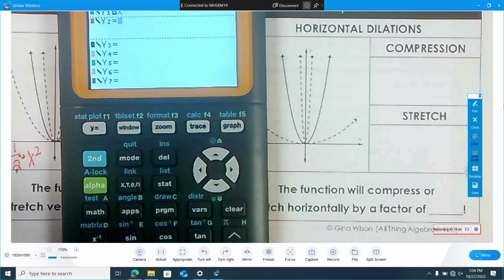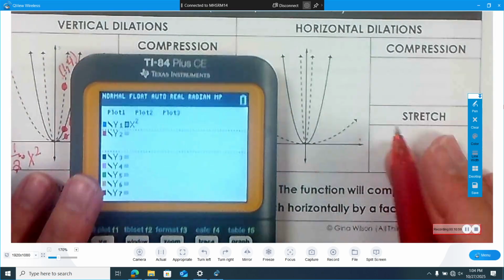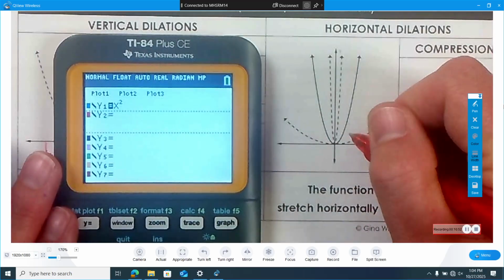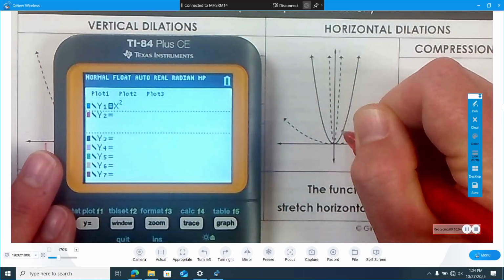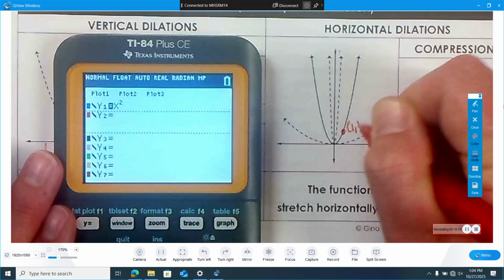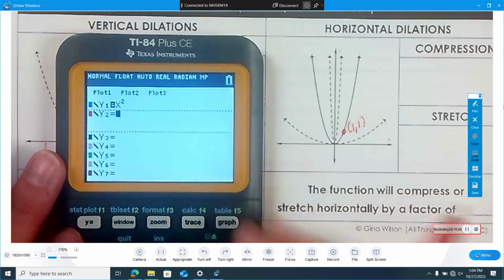Again, horizontally is the x-axis, and everything with x is always totally messed up. If I'm looking at a regular point on my regular x squared graph, I have the point 1, 1.